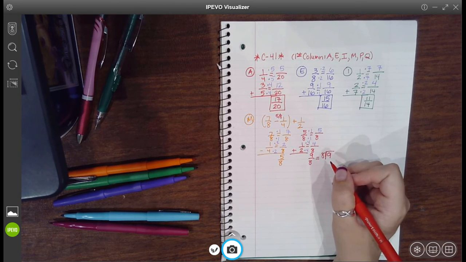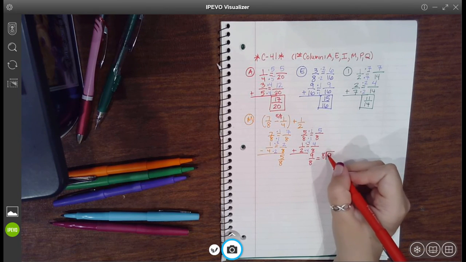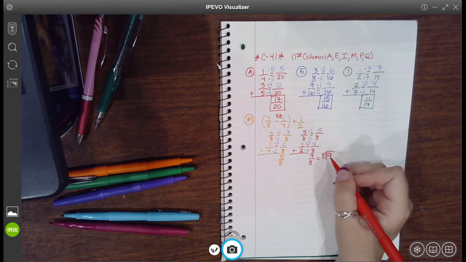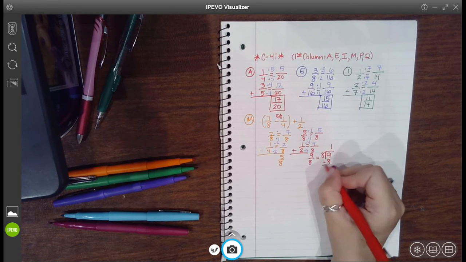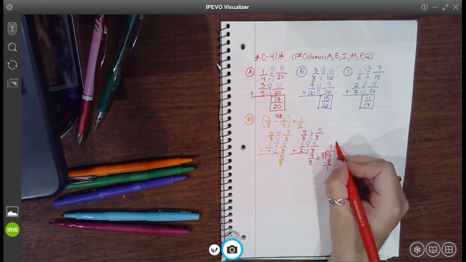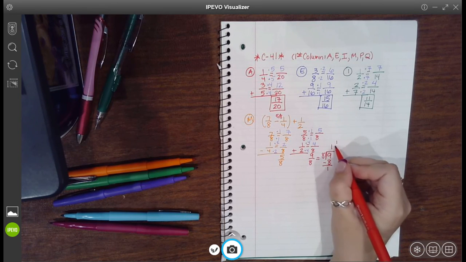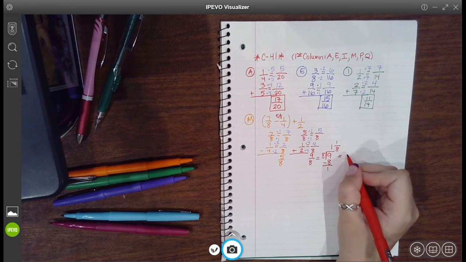So it's improper, which means I need to change it to a mixed number by taking the top, dividing it by the bottom. So 8 goes into 9 how many times? Once. 1 times 8 is 8. When you subtract that, 9 minus 8 is 1. So you put your remainder over what you were dividing by. So 9/8 is the same thing as 1 1/8.